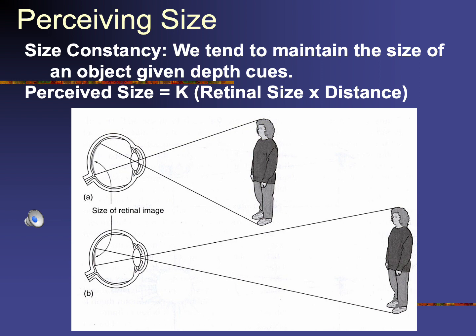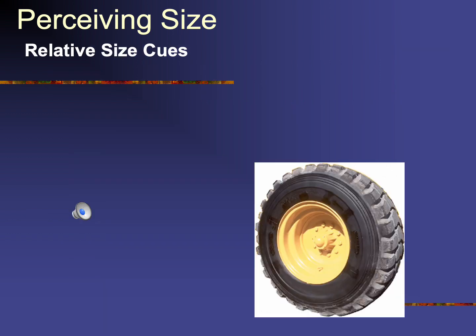Now this can be fooled. You can mess with this perceptual system and produce misperceptions of size, and I'll show you one a little bit later. But in general, we maintain size constancy, and we do that essentially by calculating the retinal image size relative to the distance that an object is away. Now there are other cues to size besides the retinal image and the constancy you're trying to maintain, using a sense of depth perception relative to the size of the object and the size of its retinal image. Here you have a picture of a wheel or a tire.